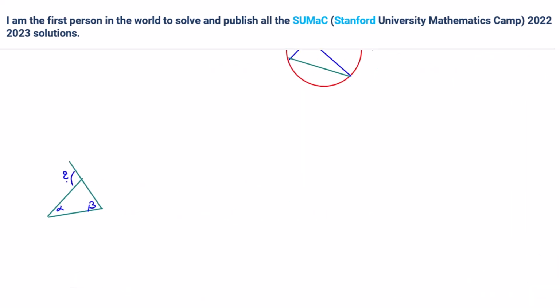A plus B. Yes, good job. This one is alpha plus beta. So an exterior angle in a triangle is the sum of the two non-adjacent angles. It is an important point. Understand?